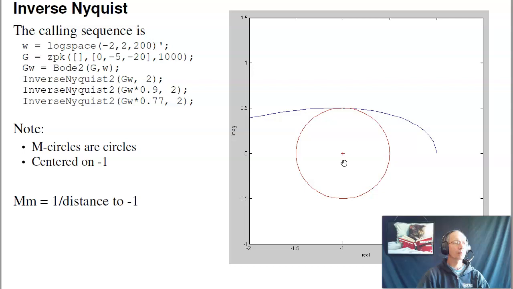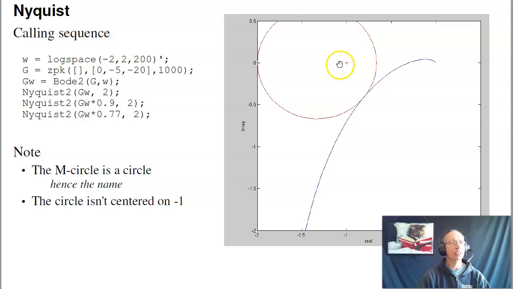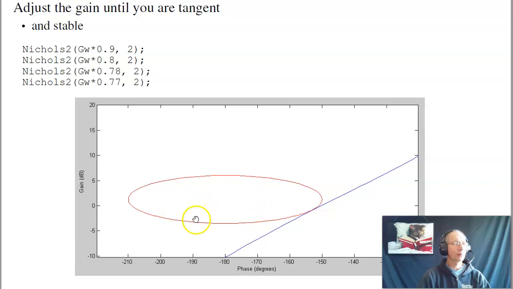That's some different options you have. In the frequency domain, if you want to design a gain compensator, what you want to do is keep away from minus 1, and I can do that on an inverse Nyquist plot, where you have circles centered on minus 1. I can do that on a Nyquist plot, where you have circles that are not centered on minus 1. I can do that on a Nichols chart, where you have this little oval, where minus 1 is somewhere in that oval. Basically, keep away from minus 1. That's the whole idea behind frequency domain techniques. And the M circle is useful because it tells you distance to minus 1. And that's lecture number 36, gain compensation in the frequency domain.